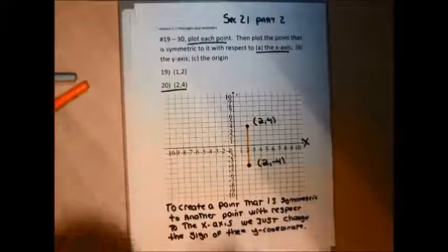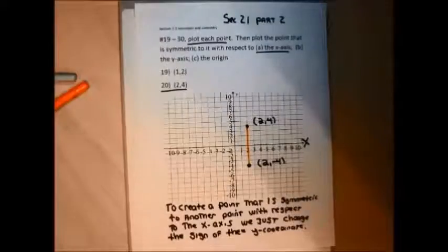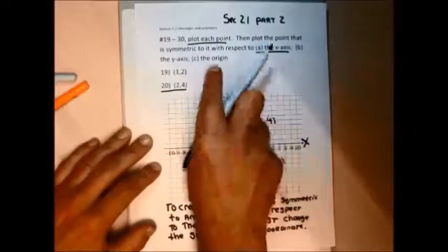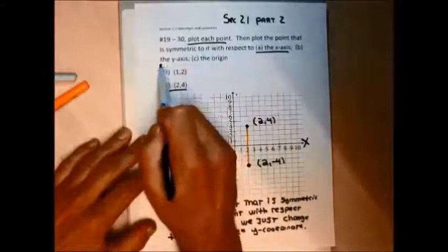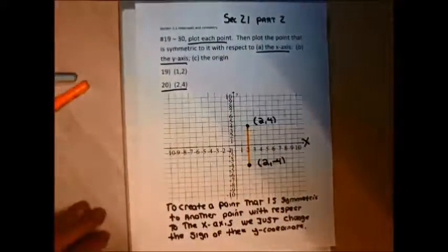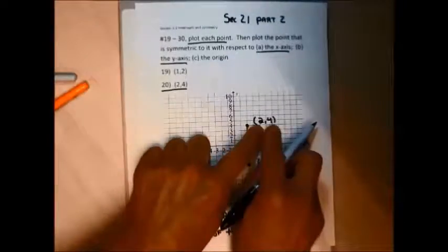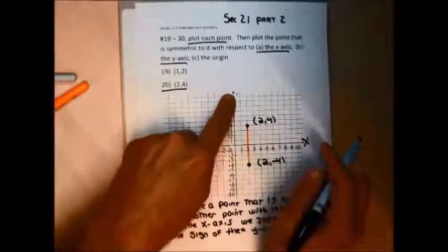So not going to be any algebra for problems 19 through 30. It's just to get used to the concept of symmetry with respect to x-axis, y-axis, and the origin. Part B of this says plot the point that is symmetric to it with respect to the y-axis. And to do that, I'm going to take the point and find its mirrored image on the other side of the y-axis, which is there.